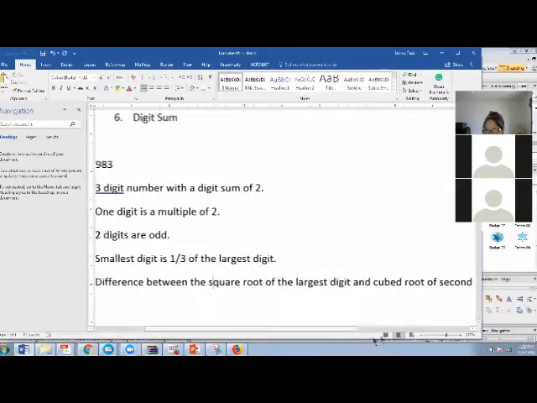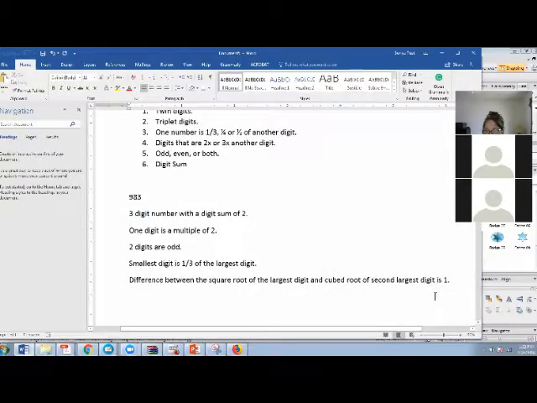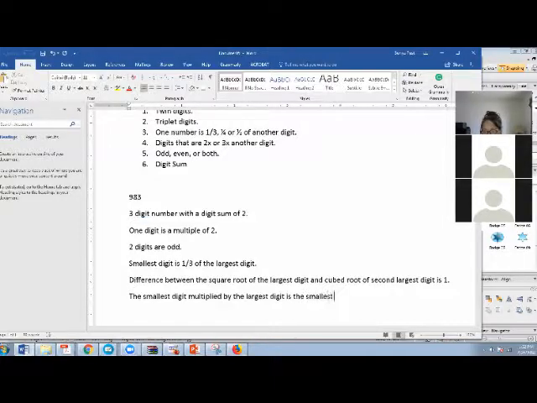I have one. The smallest number multiplied by the largest number is the smallest number cubed. Like this. Oh, look at that.